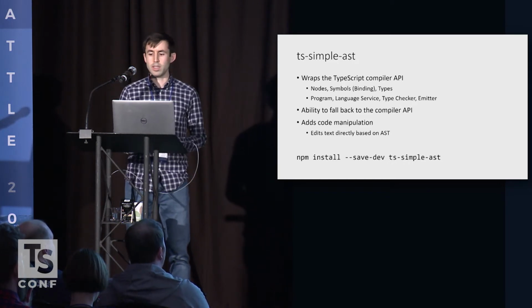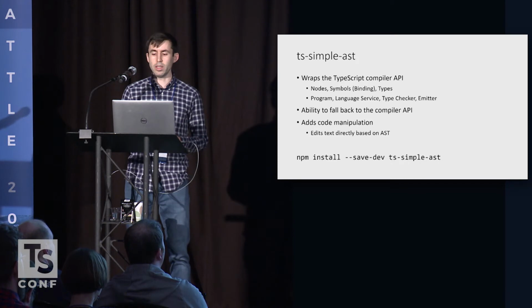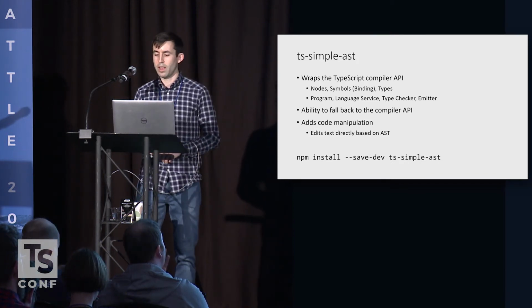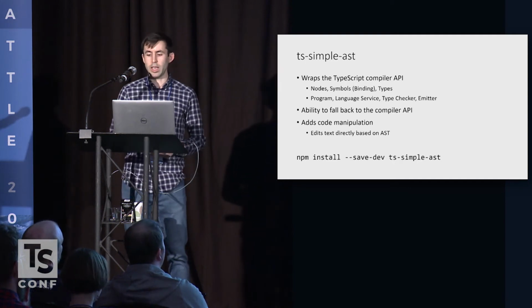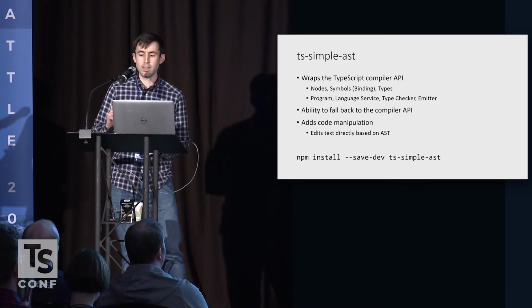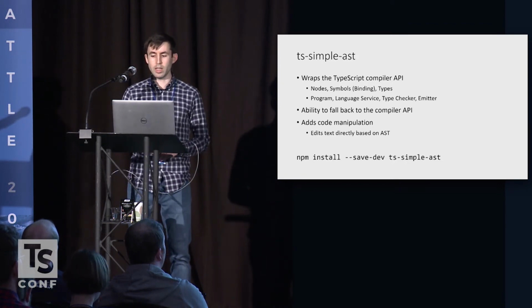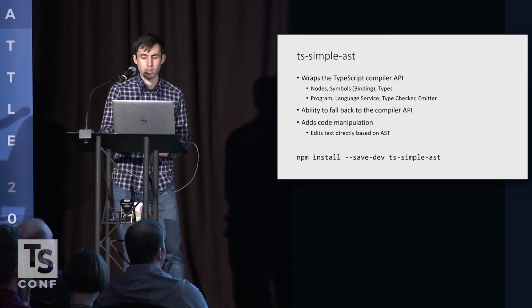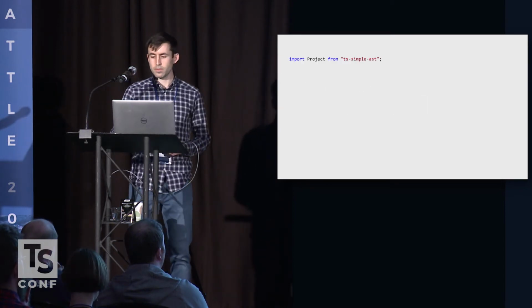One great feature is that you will always have the ability to fall back to the compiler API in case you need to. And for code manipulation, it edits the text directly based on the AST. This is done to make manipulations much easier and selective to the portion of the file being edited. And you can install it via npm.